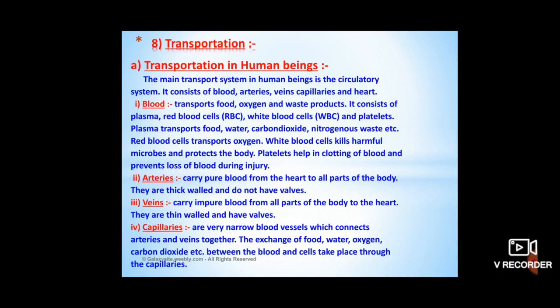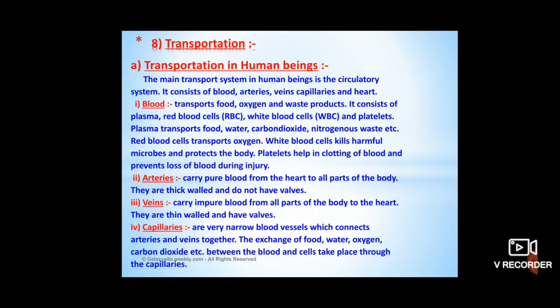Next is capillaries. Capillaries are narrow blood vessels which connect the arteries and veins together, and in the capillaries only the exchange of food, water, oxygen, carbon dioxide, etc. takes place between the blood and cells.